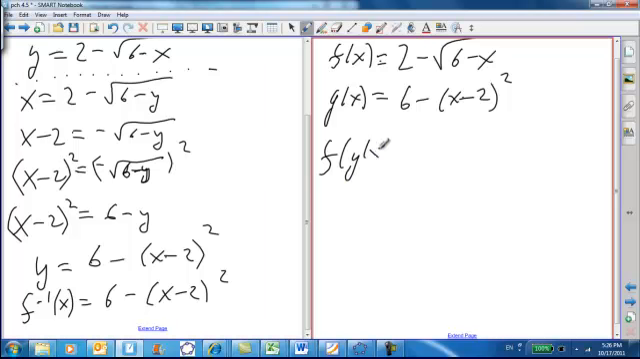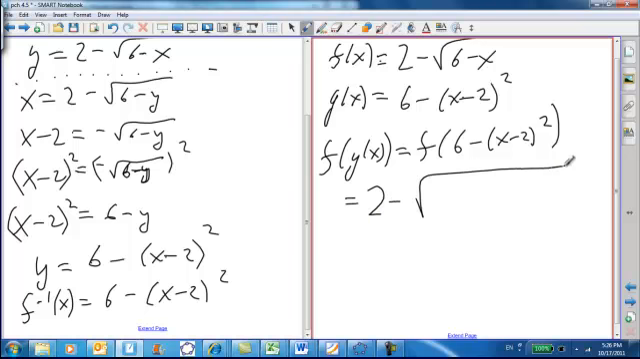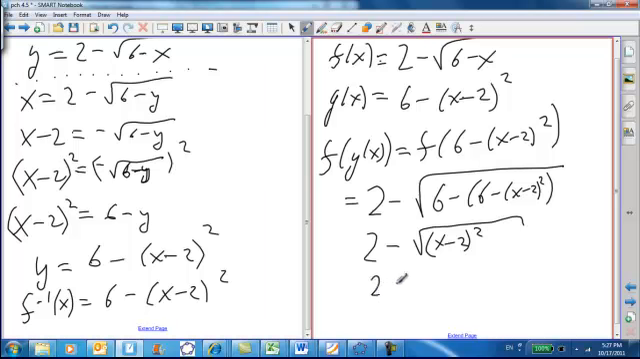f of g of x equals f of 6 minus (x minus 2) quantity squared. So that's equal to 2 minus the square root of 6 minus (x minus 2) quantity squared. 6 minus minus cancels, we get 2 minus the square root of (x minus 2) quantity squared. And so we get 2 minus the absolute value of x minus 2. That does not equal x.